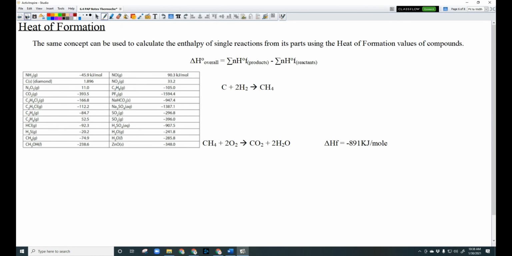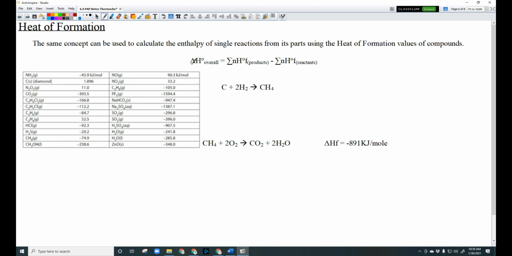Now, we can also calculate this using the heat of formation. This is just another way to do it. Now, this same concept can be used to calculate the enthalpy, but we're using the formation of compounds. Okay, so for the heat of formation, we have a different equation.